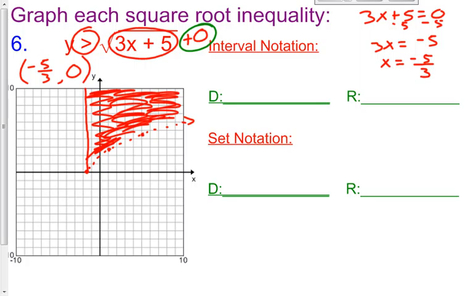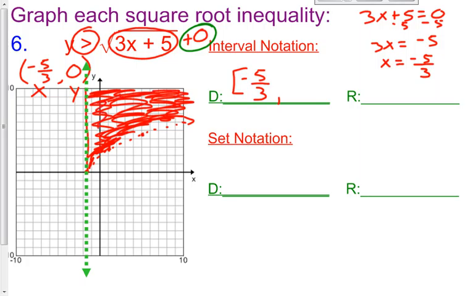Now we're going to talk about our domain and our range. Our domain, as you move from left to right, where does your domain start? It starts right there. And what point is that again? Where does your graph start? At a negative 5/3 is your x-coordinate. Your y-coordinate is 0. So your domain starts at a negative 5/3. That's where your shading starts. Your shading starts right there, and then it goes everything to the right.